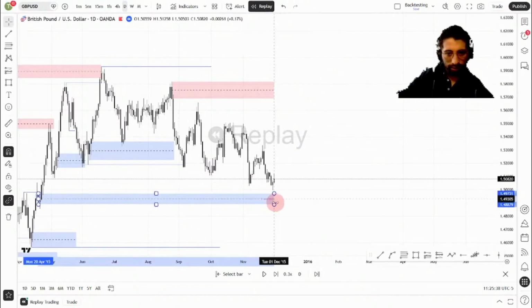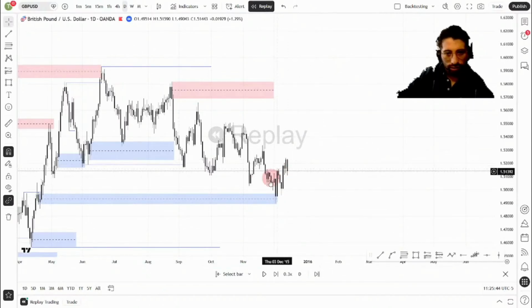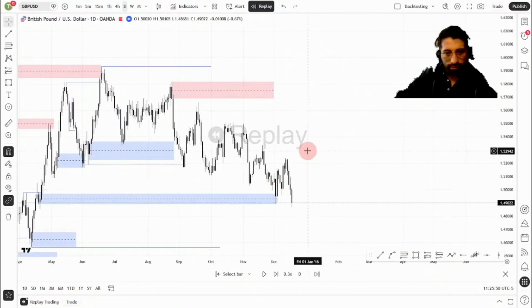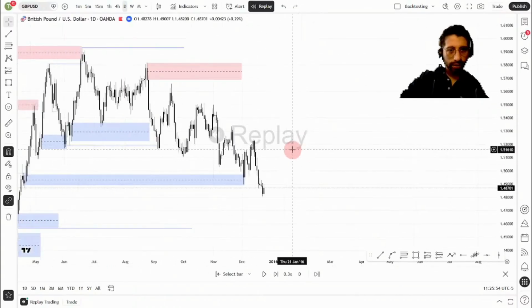Okay, it reacted on this imbalance we have here. Yeah, nice reaction. It was a really good entry point to buy. But now it continues with the downtrend. All right, we're gonna stop.